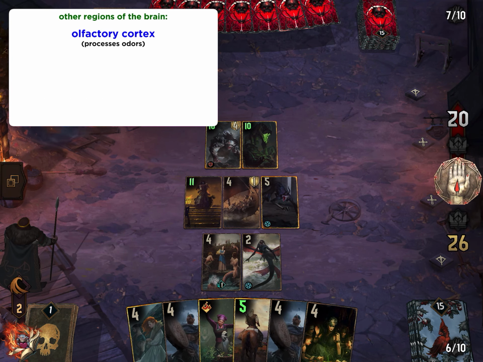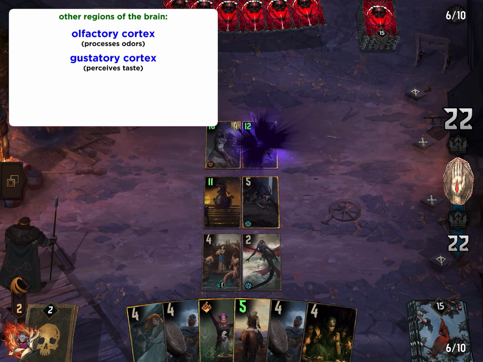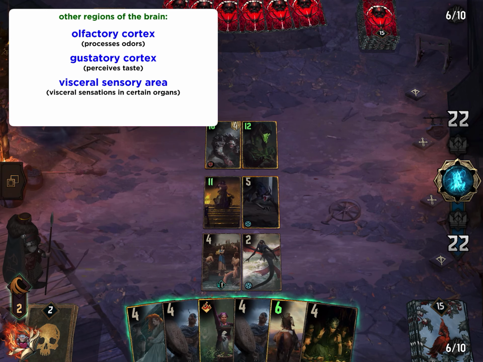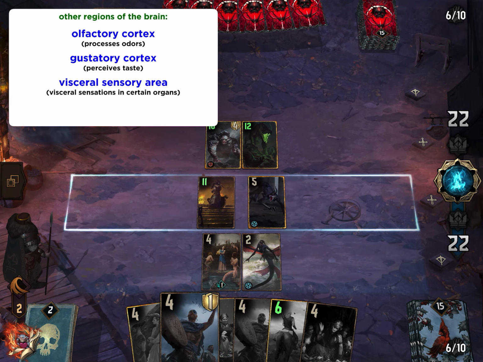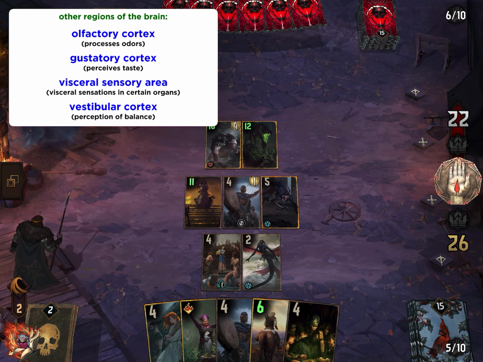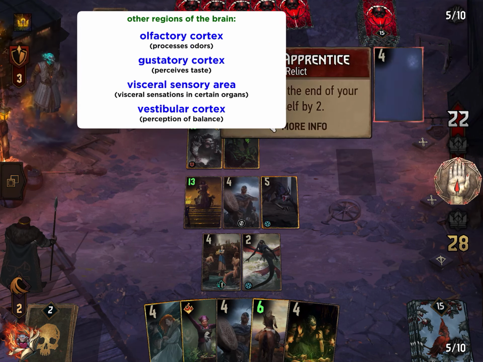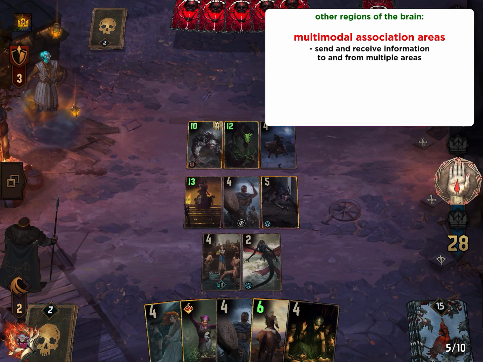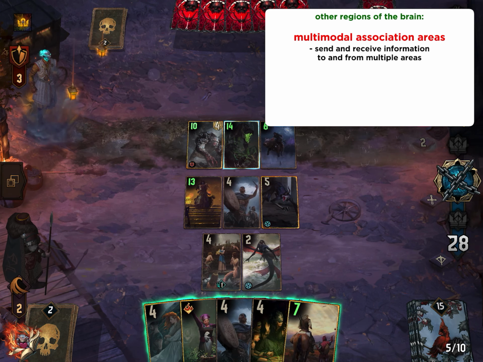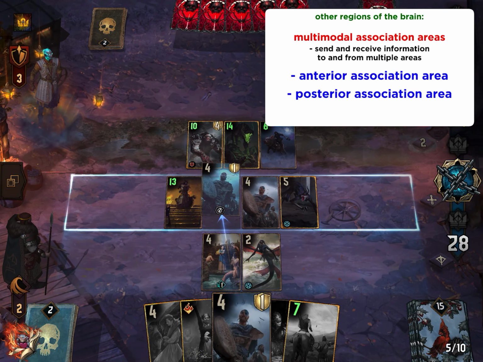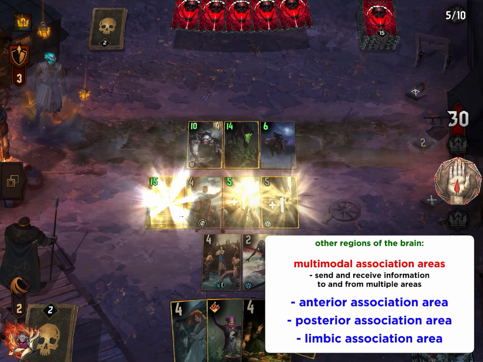The olfactory cortex processes odors. The gustatory cortex perceives taste. The visceral sensory area produces conscious perception of visceral sensations in the stomach and other organs, while the vestibular cortex allows for our perception of balance or equilibrium. There are also multimodal association areas that send and receive information to and from multiple areas. These are the anterior and posterior association areas and the limbic association area.